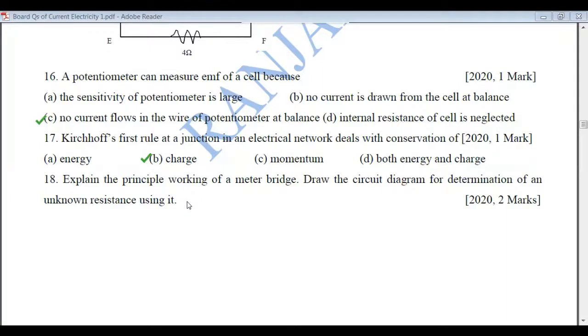In the next exercise, which will be shortly coming in the next part, we'll discuss the heating effect of electric current, and also the board questions which had come based on the heating effect of electric current.